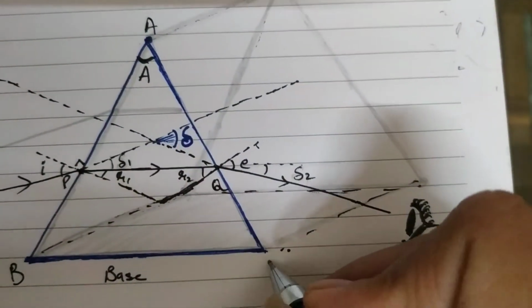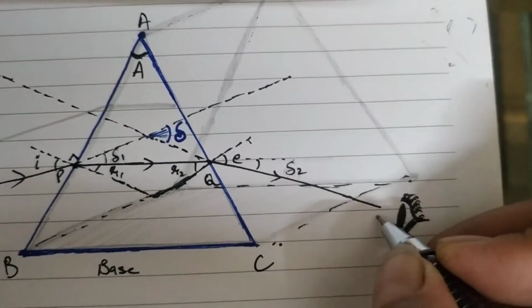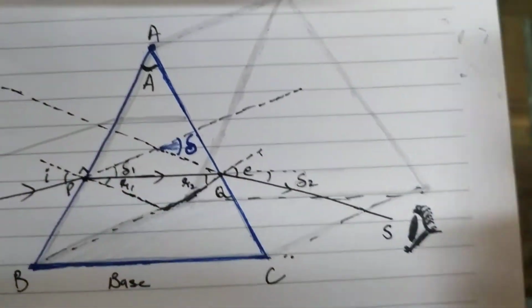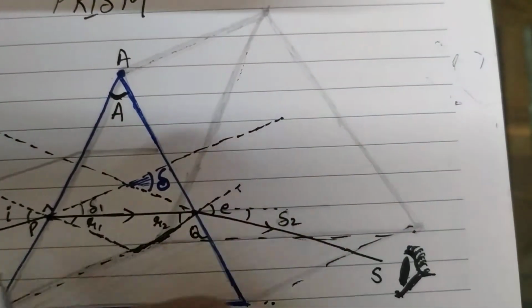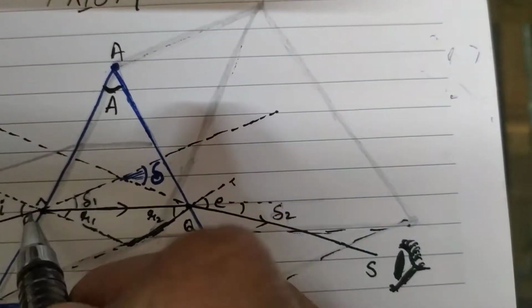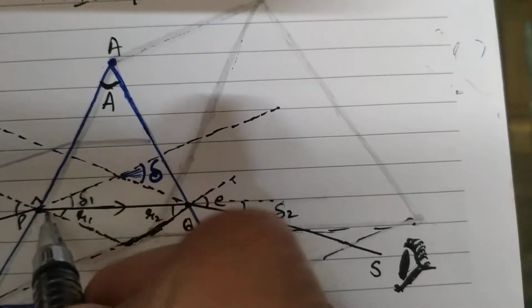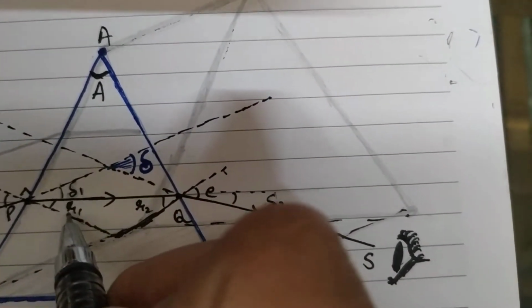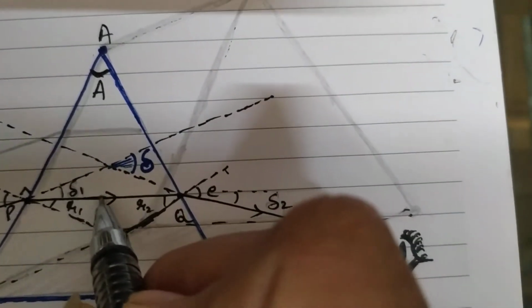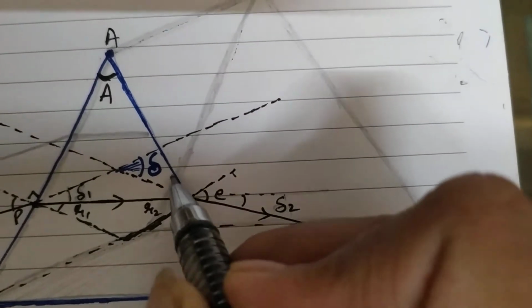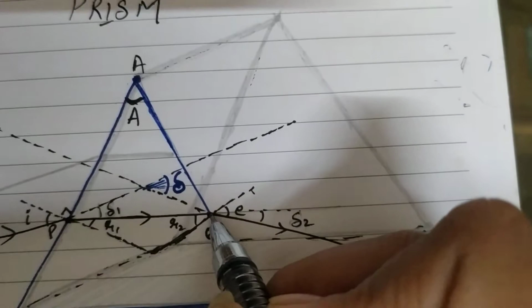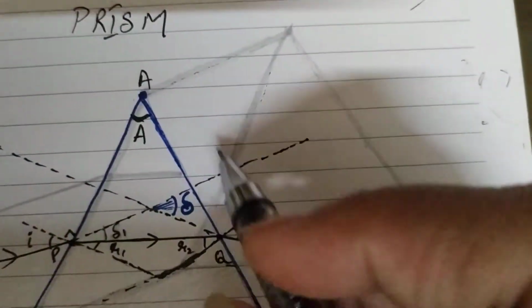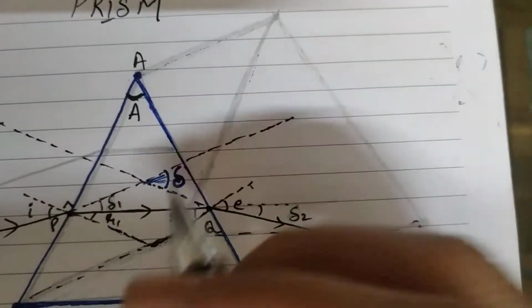This is the principal section of the prism, and we may call it the PQS ray. Now this is my refracted ray, the PQ ray, and the angle which this PQ ray makes with this normal is the first refraction angle. Now this ray has to come out and it strikes the other surface, the other refracting surface, which is AC in the diagram.